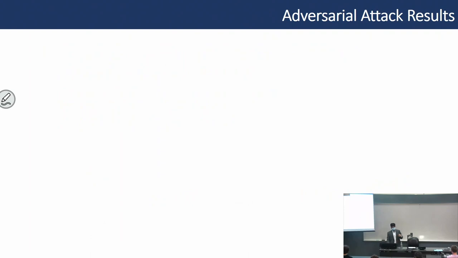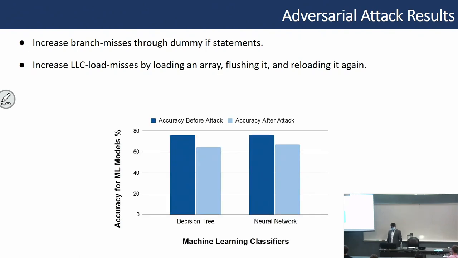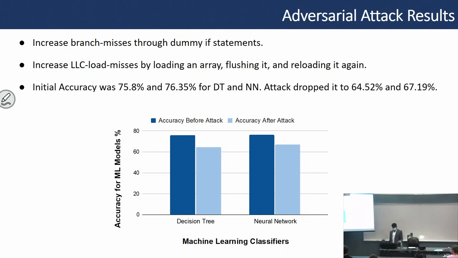So how do you generate those wrong HPC values? For example, you can increase the branch misses by using dummy if statements. Just put in a dummy false if statement, and that will increase the branch misses. You can increase the last level cache load misses by loading an array, flushing it, and reloading it again, right? When you do that, this is the accuracy drop that you obtain. The accuracy drops by almost 10% when you apply this attack. And in this case, this is a significant loss. So how do we prevent against this?